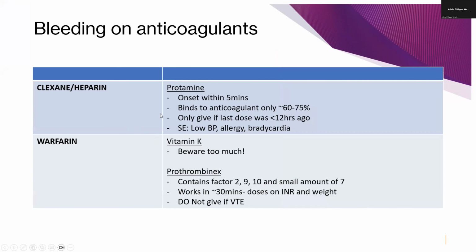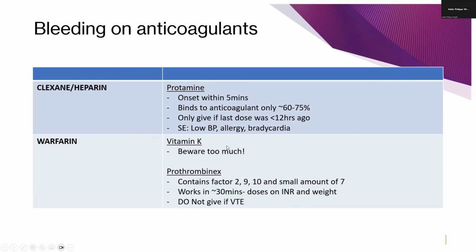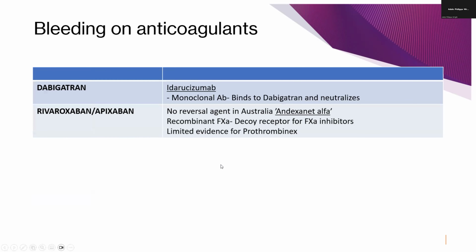Finally, is bleeding on anticoagulants, and I might leave these. You can read these slides yourself, but it's basically just the reversal agents. Often, hematology will be called about this when patients are bleeding on these drugs, and the drugs have specific antidotes for each one. I will just mention that this last point is incorrect. As of a few weeks ago, we now have access to andexanet alfa at the Royal Melbourne. So that's not strictly true, that there's no reversal agent in Australia.